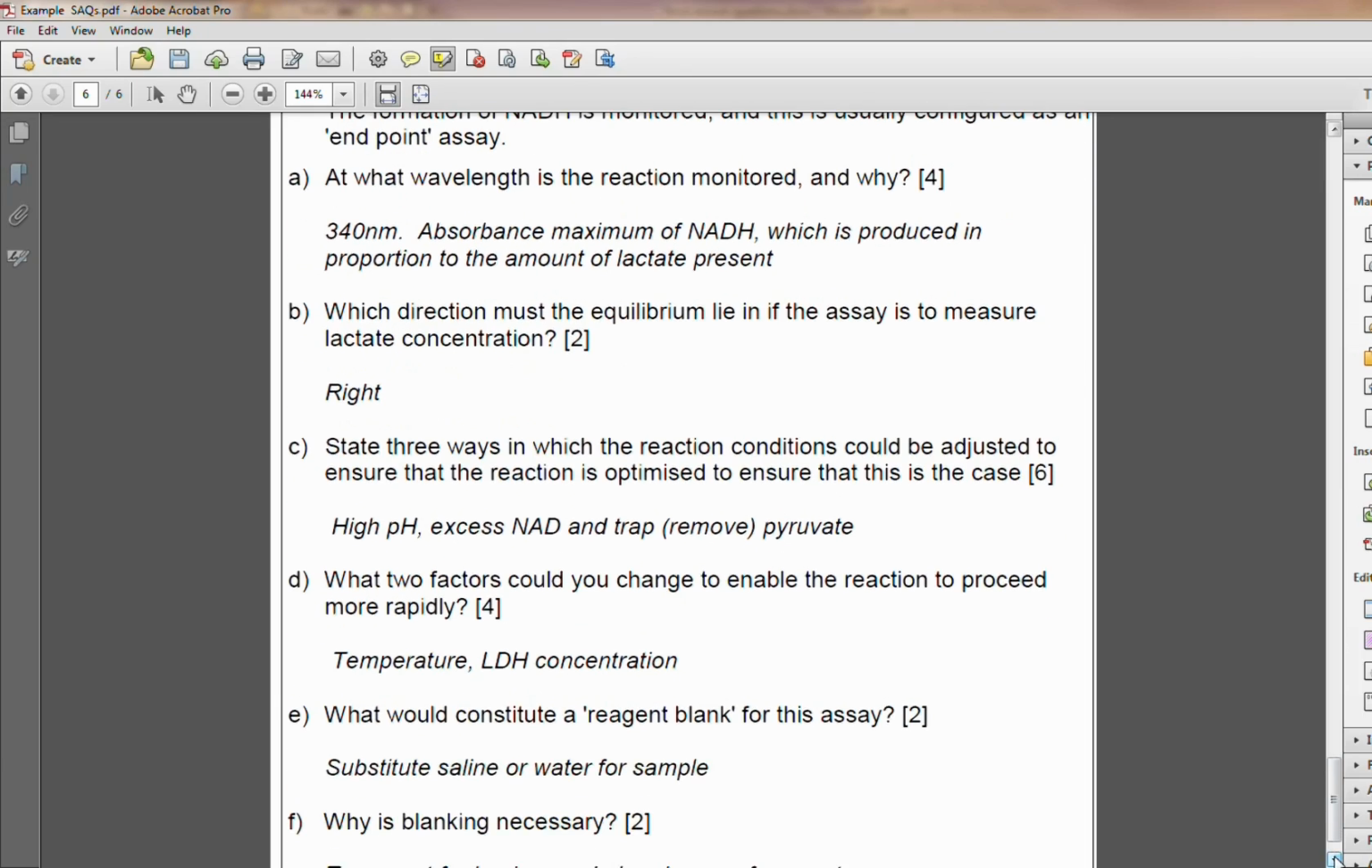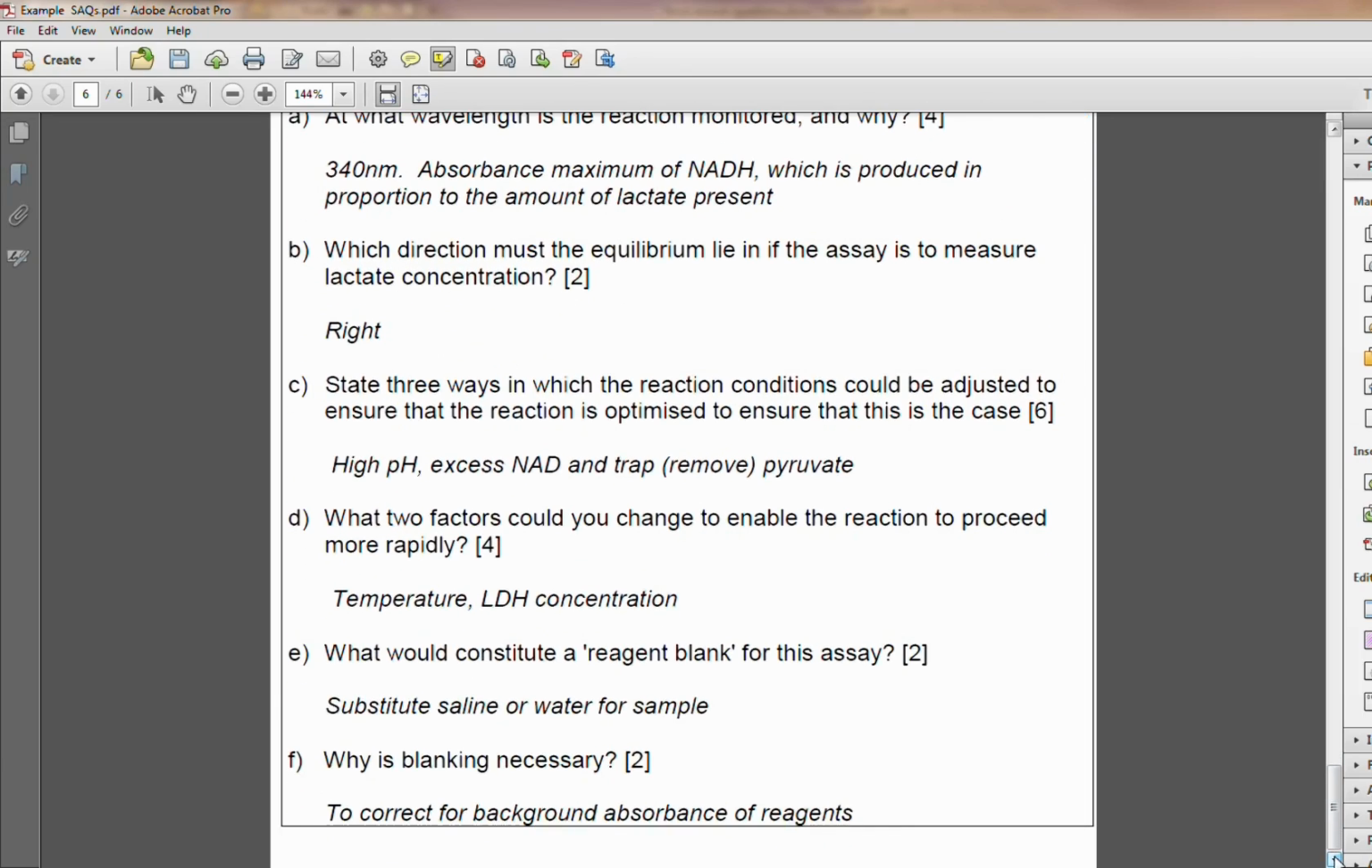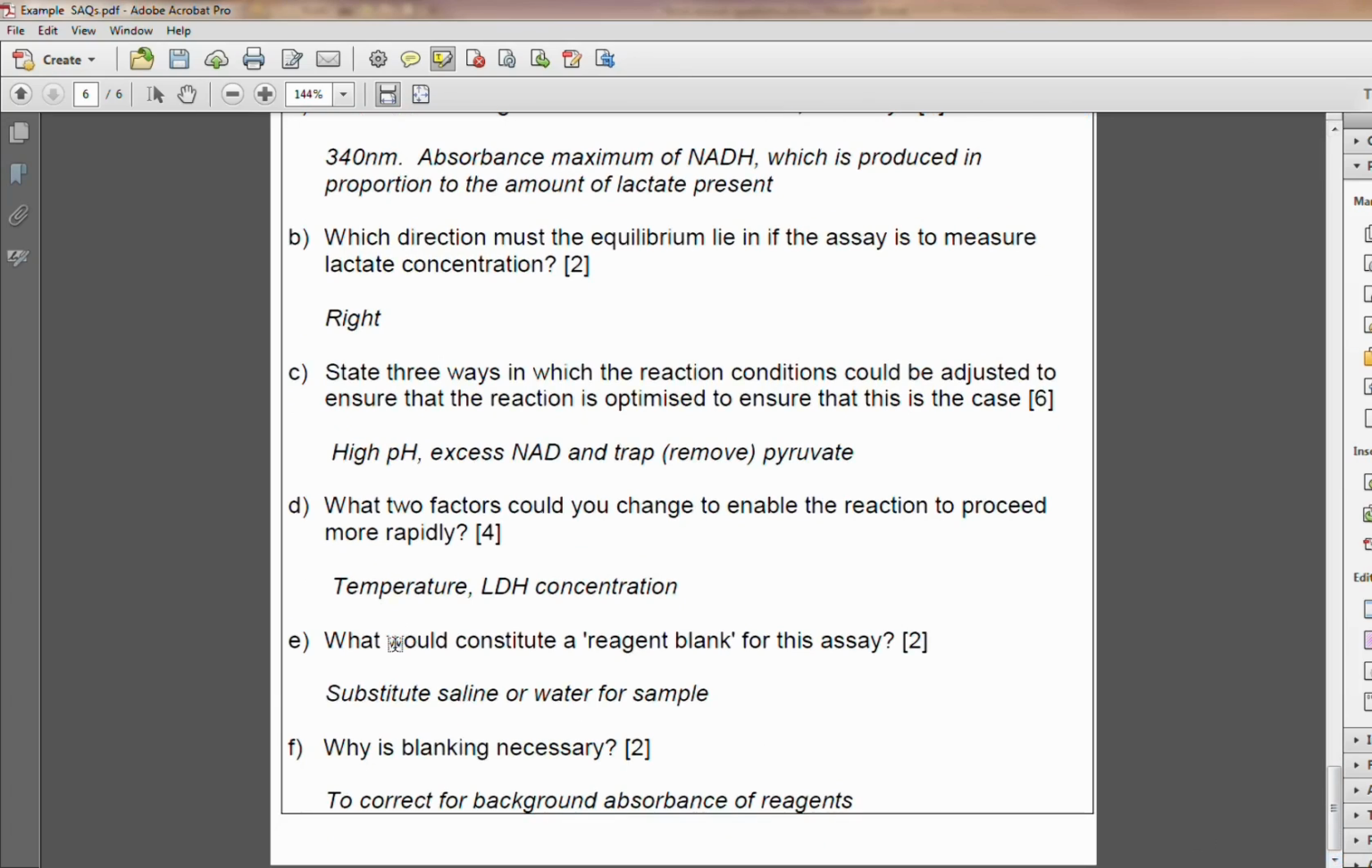So obviously some technical knowledge of this is going to be required. And then here are questions on what constitutes a reagent blank. So you need to have had some training in that aspect.